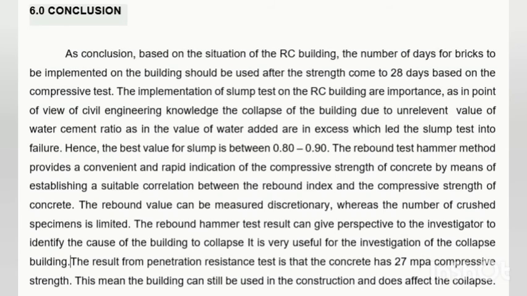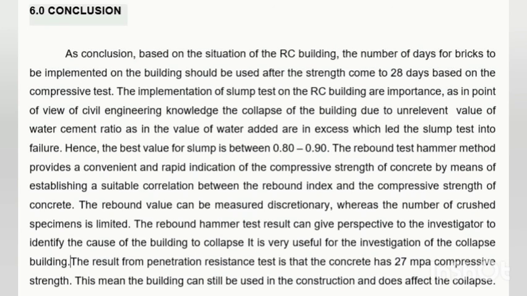Conclusion. As a conclusion, based on the situation of the RC building, the bricks should be implemented on the building only after the strength reaches 28 days based on the compressive strength test. The implementation of slump tests on RC buildings is important from the point of view of civil engineering knowledge. The collapse of the building was due to an uneven water-cement ratio, in the value of water added in the mix, which led the slump test into failure. Hence, the best value for the ratio is between 0.80 and 0.90.